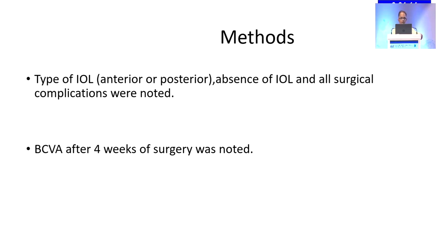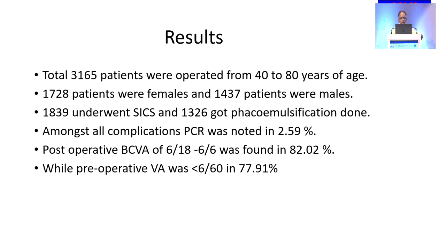The type of IOL, whether posterior or anterior lens was implanted, absence of IOL if any, and all surgical complications were noted. Best corrected visual acuity after 4 weeks of surgery was also noted. Among all complications, posterior capsular rent was noted in 2.59%, and postoperative best corrected visual acuity of 6/18 or better was achieved in 82.02% of patients, while preoperative visual acuity was less than 6/60 in 77.91%, which is a big number.